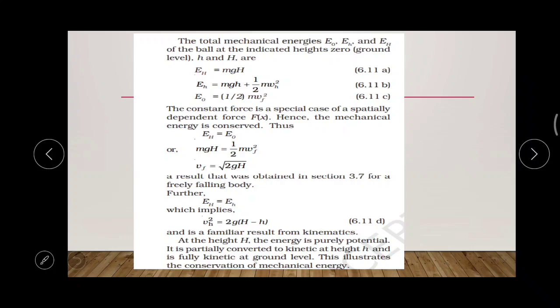So go through the textbook, read the textbook very well, and study these portions, especially the last topic that we have discussed, the conservation of mechanical energy for a freely falling body, and the equation to find the Vf value, the final velocity. Study this derivation clearly and thoroughly. Okay, thank you.